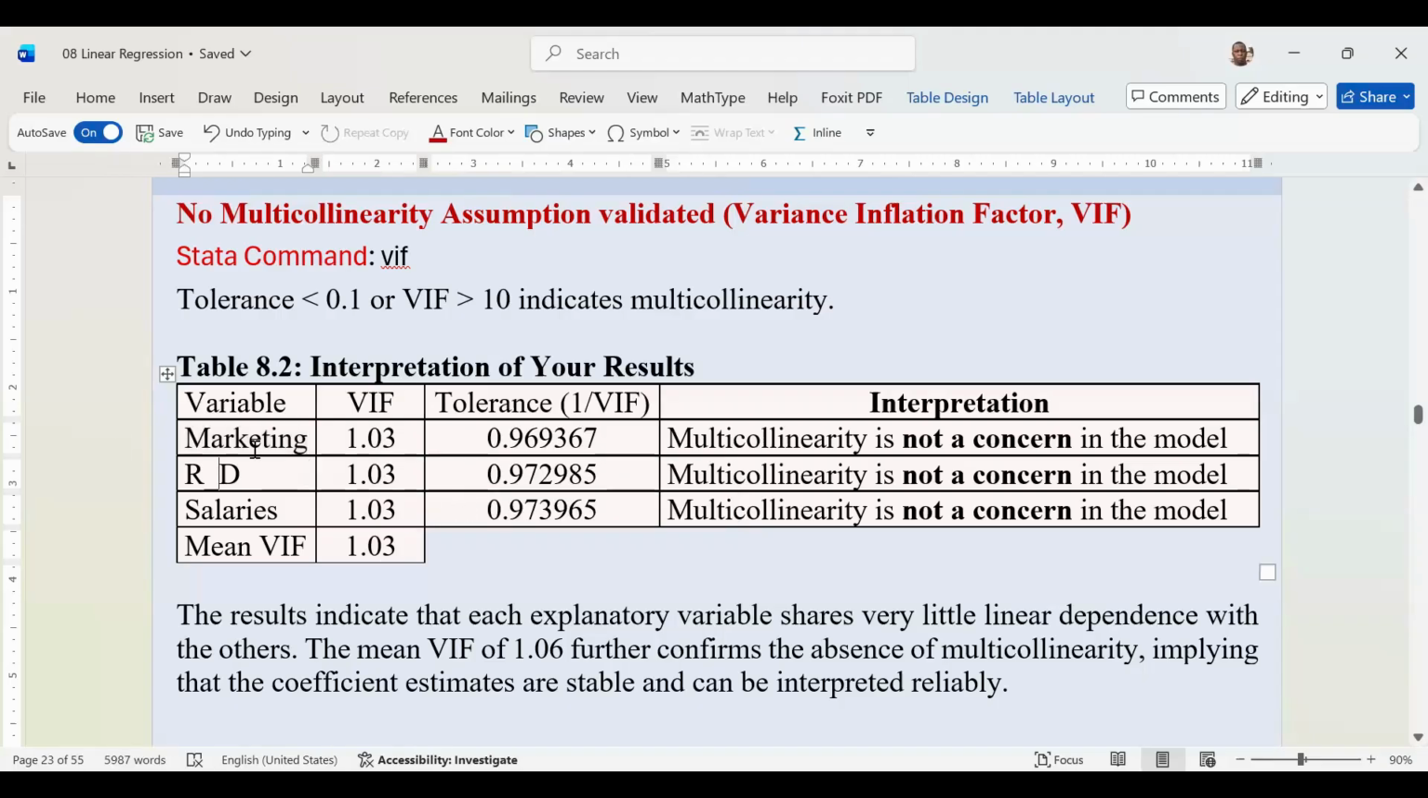So none of the variables is inflated. The absolute number is 5, or sometimes we use 10. Some people say 10, but I like using 5. So it means all the variables are okay, they are not inflated. So there's no concern for multi-collinearity. So that assumption is validated, it's not violated.